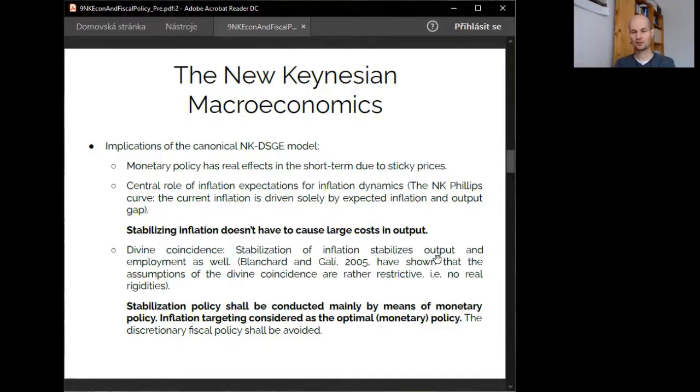What also follows as an implication of the new Keynesian DSGE model is the so-called divine coincidence. The divine coincidence is a result of optimization of the new Keynesian DSGE model, which implies that stabilization of inflation actually stabilizes the output and the employment as well.